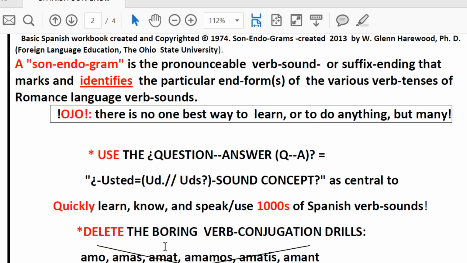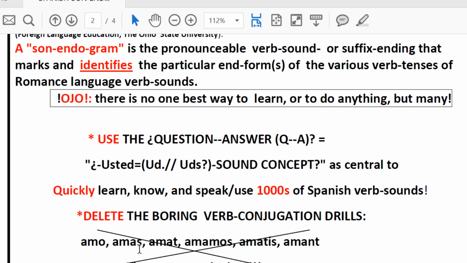These conjugational drills have their basis in the Latin format: amo, amas, amat, amamos, amatis, amant. This is the form in which I learned them in high school, when I was learning the verb sounds in Latin, in French, and in Spanish. They form the basis, but they are meaningless as far as learning to speak and communicate is concerned.